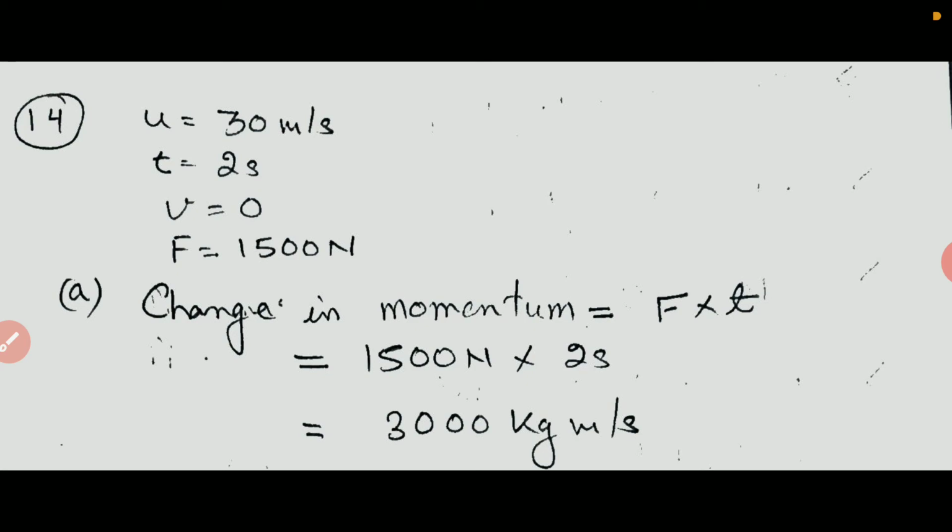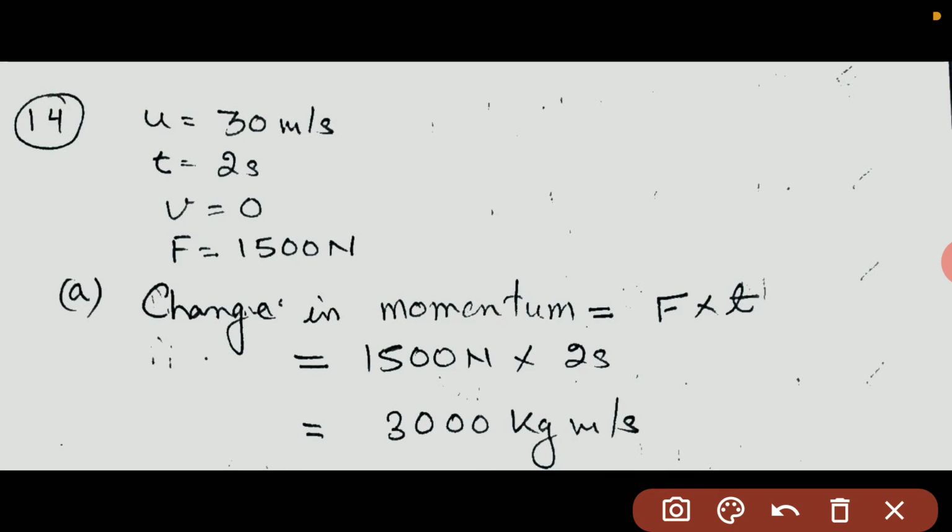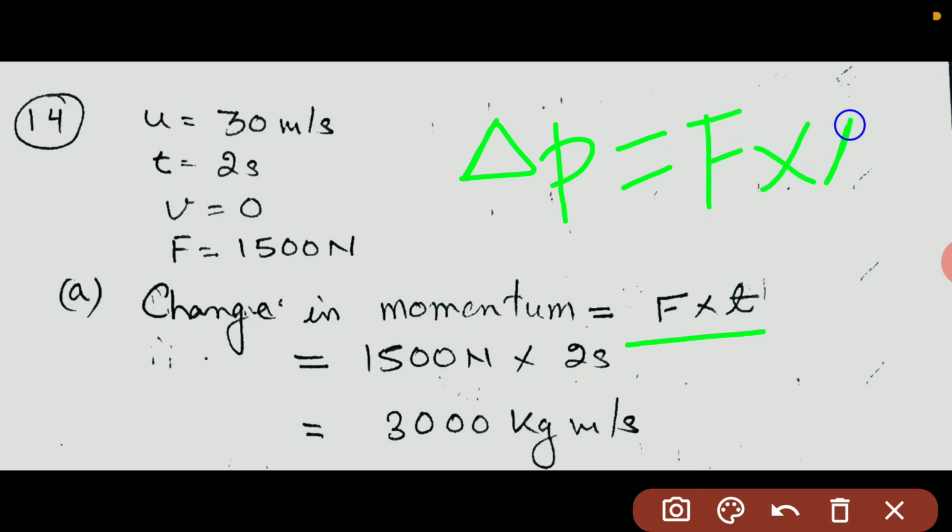The change in momentum, the last formula is force into time. If you remember this, del P, change in momentum, equals force into del T. This was taught in the examples of Newton's second law of motion. So from this formula I am getting change in momentum equals F into T, where del T is the small change in time, and time is the same. So 1500 Newton multiplied by 2 seconds, hence I am getting 3000 kilogram meter per second.